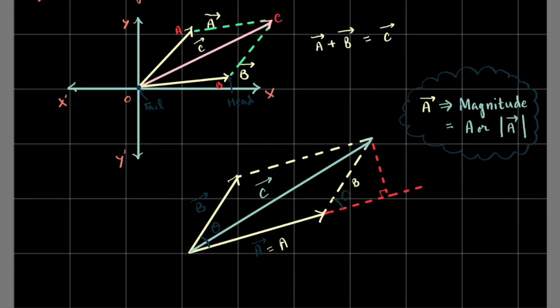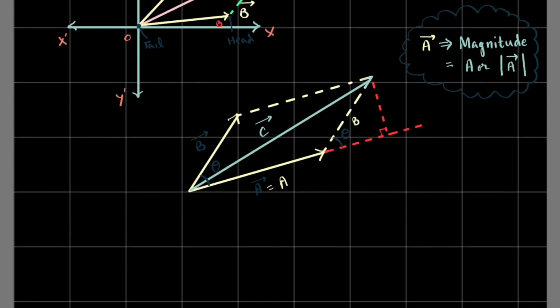So this angle will also be theta, since corresponding angles are equal when two parallel lines are transected by a transversal. This angle will also be theta. Now from trigonometry, let's say this length is x, from the vertex of the A vector to the point where the perpendicular from the C vector meets the extended line of the A vector.